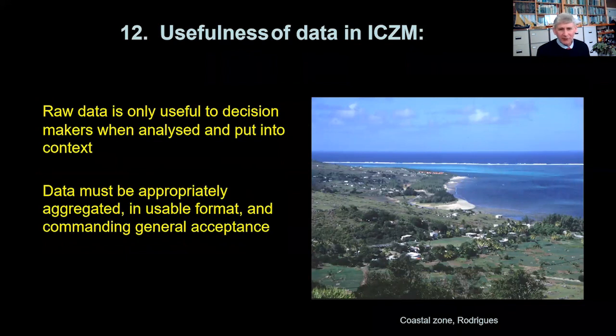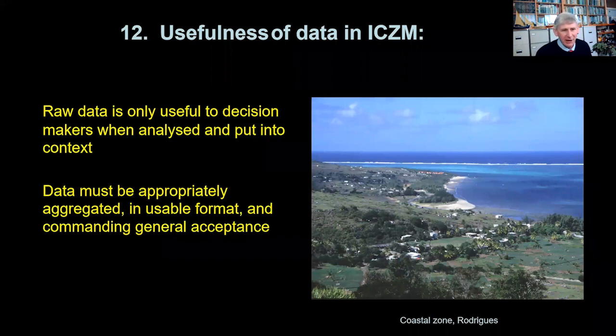So here in Rodrigues, we're looking at the coastal zone. This is a small island. It's only got 37,000 people. And the government authority there isn't at a high level of knowledge in terms of environmental science. And most of the people working in government have secondary school qualifications, but often not higher.